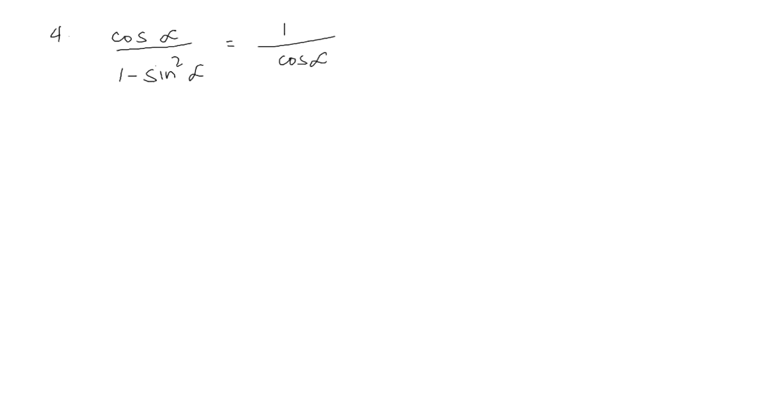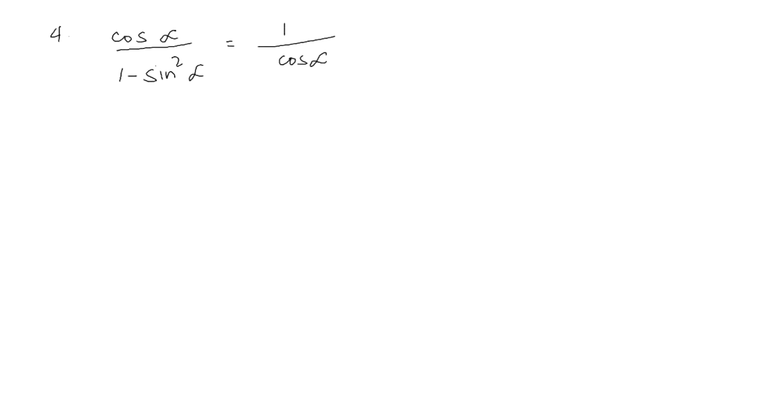4. Cosine alpha over 1 minus sine squared alpha equals 1 over cosine alpha. In this case, ang right side, ang i-remain ko, ang left side, ang i-modify ko. Okay, so start tayo.